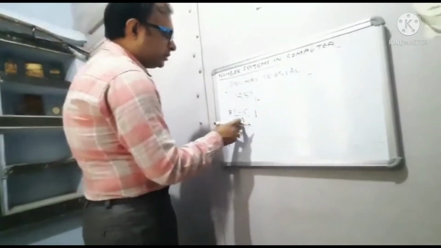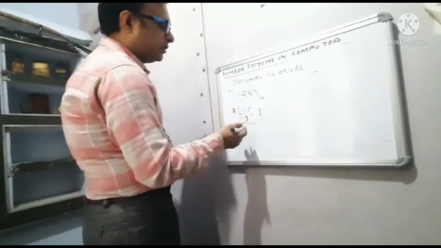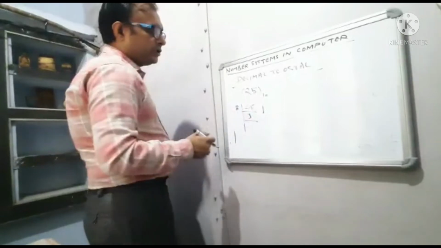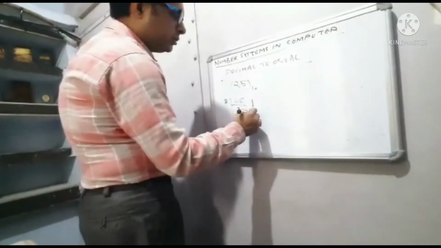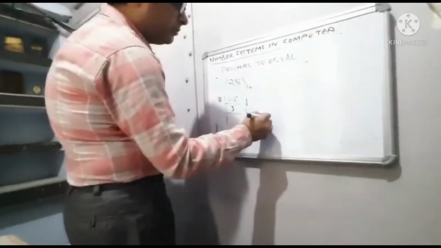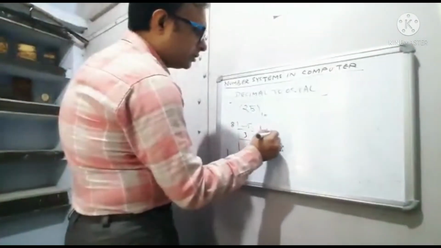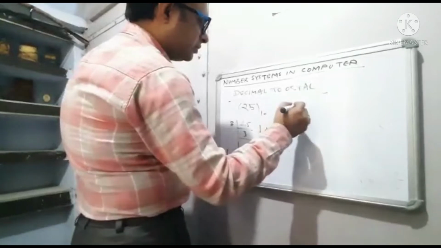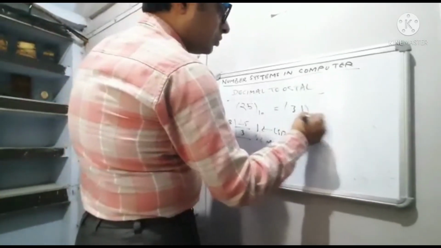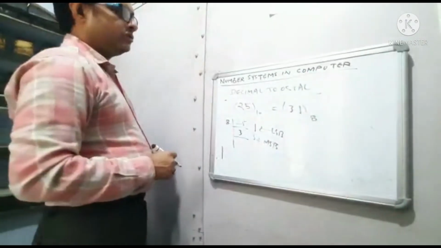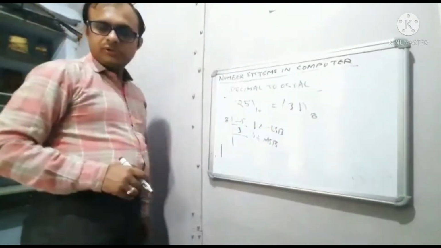So if we divide 3 by 8, it will give the remainder as 3 itself, because now 3 is less than 8, so we stop at the value which is less than 8. Okay, so this 3 becomes the most significant bit, and 1 is the least significant bit. So this conversion is 13. This is in octal system. Okay, so now you got the point how we convert from decimal to octal.